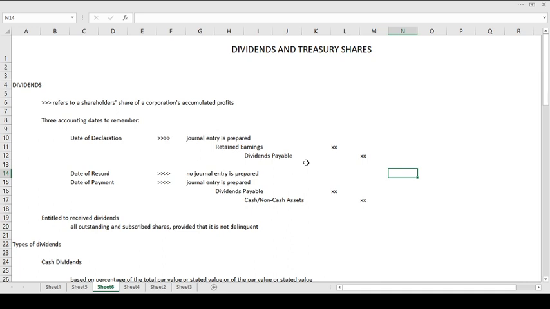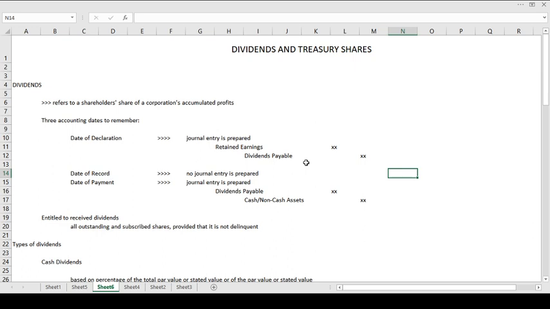Dividends refers to shareholders' share of a corporation's accumulated profits. In short, in a partnership, this is the share from the profits of the partnership, but in a corporation, it is in the form of dividends. The dividends will be based on the number of outstanding shares you have, plus subscribed shares if you have, provided that the subscribed shares are not delinquent. So the stockholders that are entitled to receive dividends are all outstanding and subscribed shareholders, provided that those subscribed shareholders are not delinquent.